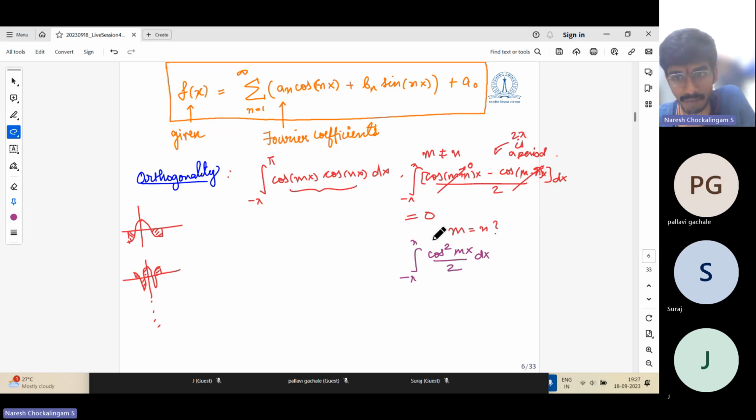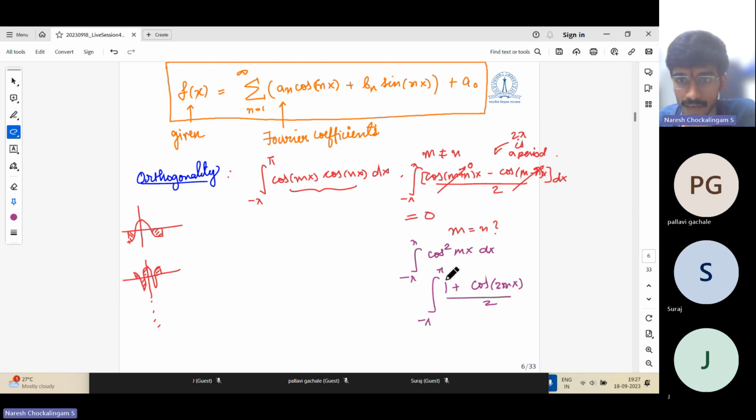There's no 1 by 2, cos square mx dx. But what is cos square mx? It is nothing but (1 plus cos 2mx) by 2. How does this come? Use the formula for cos 2x: cos 2x is 2 cos square x minus 1. You just rearrange it, you get this.